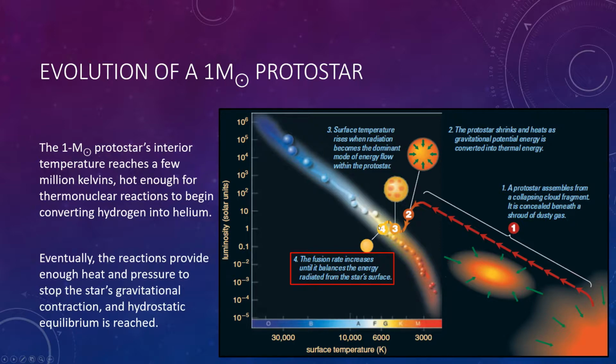In summary, energy transport is initially dominated by convection as the protostar shrinks and dims. Next, the protostar transports more energy through radiation and its surface temperature increases. Finally, temperatures near the protostar center climb high enough to cause thermonuclear reactions and a star is born.